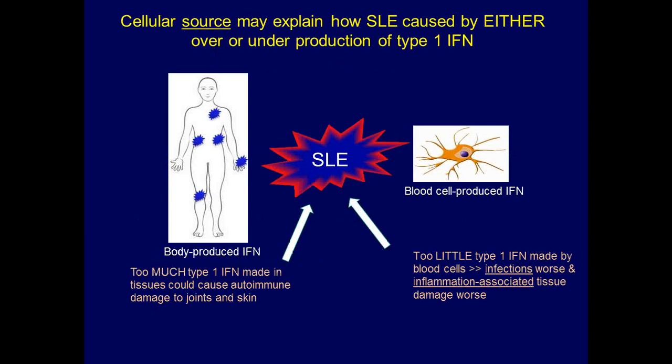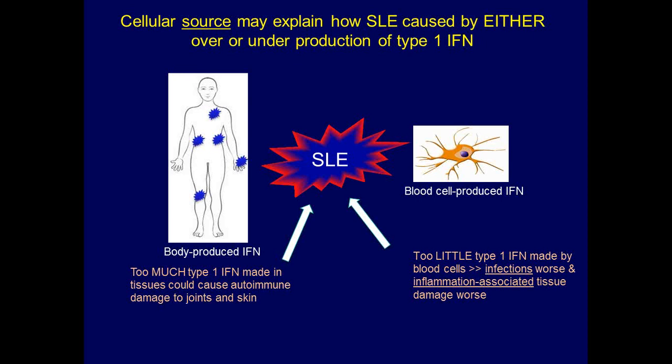Well, our current model is, and this is a model that's dynamic, it's not complete, that the cellular source of interferon could explain how some lupus patients have disease because of overproduction and others have disease because of underproduction of interferons. In the case of body-produced type 1 interferon, too much of the type 1 interferon made in these tissues, the kidneys, the lungs, the heart, the joints, could cause autoimmune damage to joints and skin. In the case of blood cell-produced type 1 interferon, and this is the type that I would imagine is happening with PTPN22, too little type 1 interferon could result in increased susceptibility to infections and therefore more inflammation-associated tissue damage when the body tries to respond to these infections with inflammation.